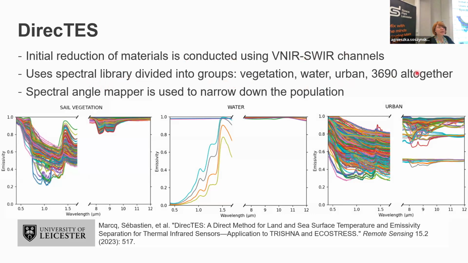So what they do is an initial reduction of materials, which can be done using prior information. If we have visible near-infrared or shortwave infrared bands, we can use the information from those to narrow down our huge number of samples to make it a little bit faster. And they use spectral angle mapper to narrow down the population. They have a very nicely written paper, so if you're interested in direct TES, this is the source to look at.